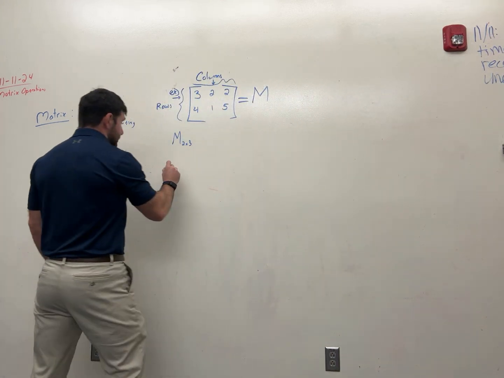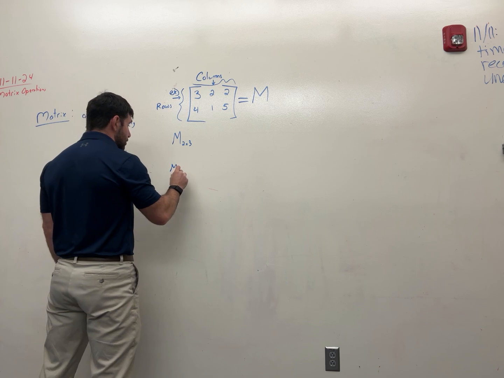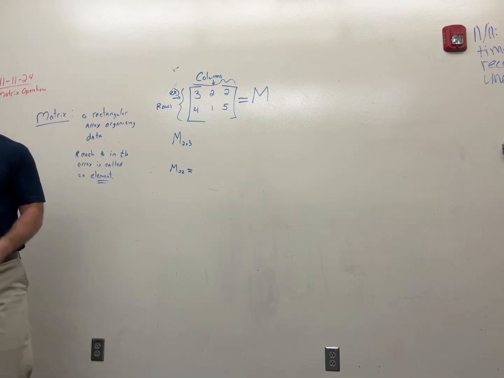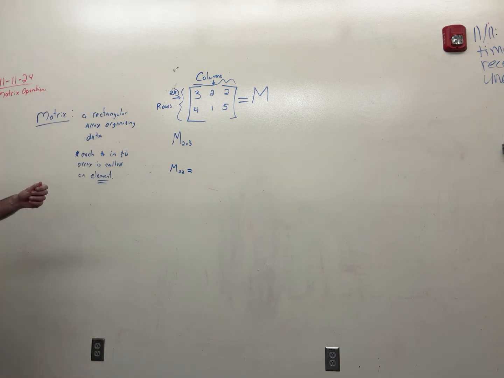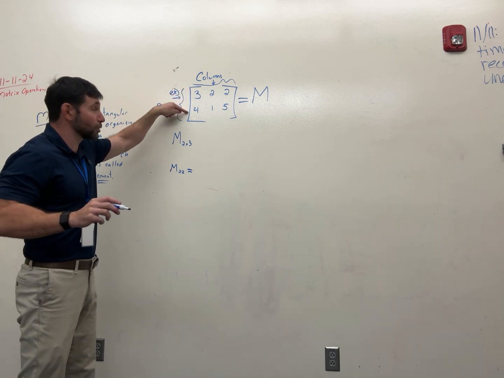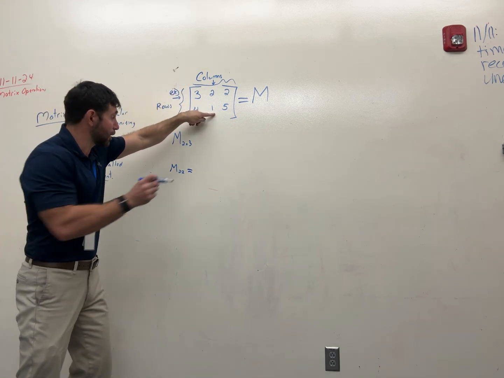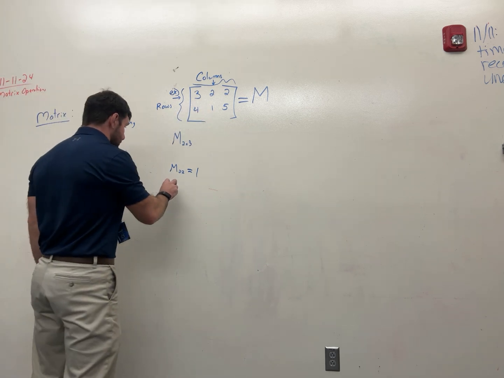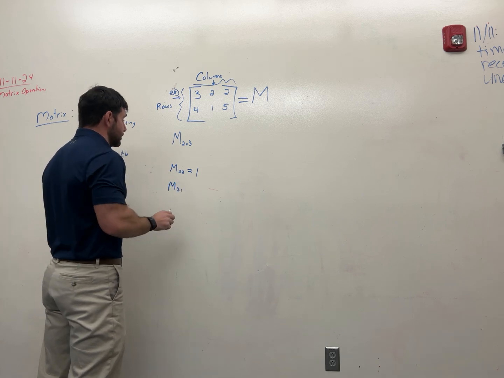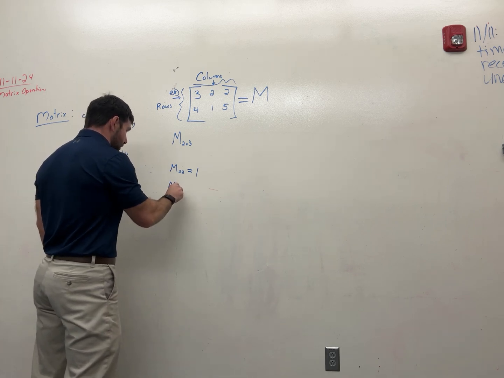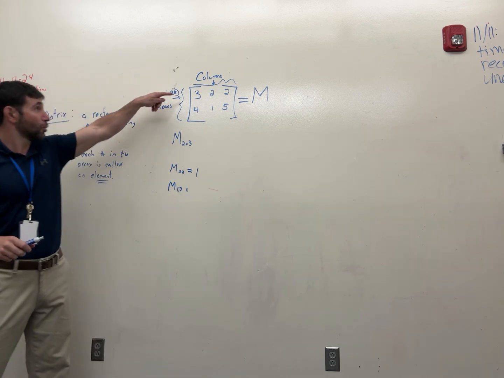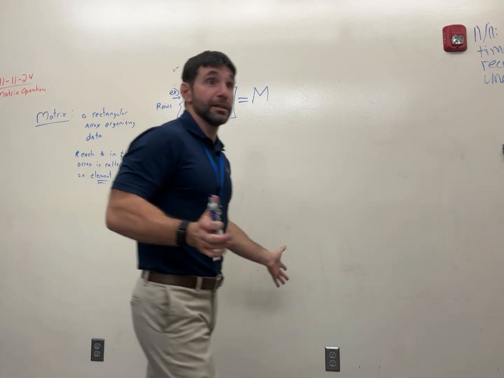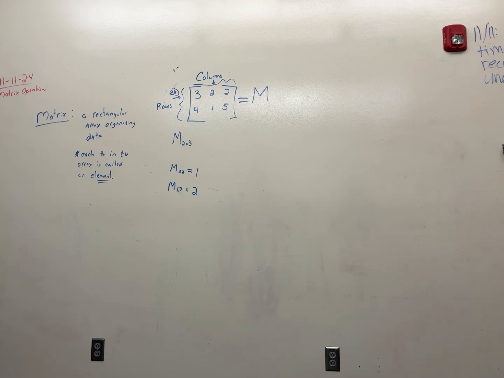If I wanted M 2,2, what is the element that is M 2,2? Well, that means the second row, the second column. With me? M 1,3: row 1, column 3. Relatively easy, right?